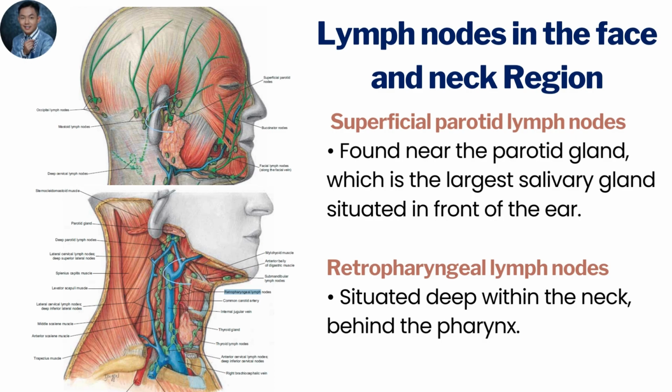Lastly, the retropharyngeal lymph nodes are situated deep within the neck, behind the pharynx. The retropharyngeal lymph nodes play a role in the immune system's defense against infections and inflammations in the nasopharynx, oropharynx, and upper respiratory tract. They receive lymphatic drainage from these areas, including the posterior nasal cavity, tonsils, adenoids, and the back of the throat.